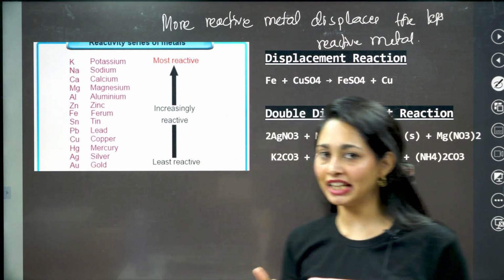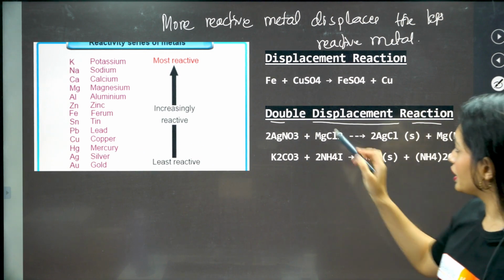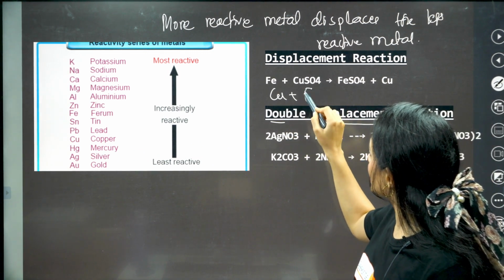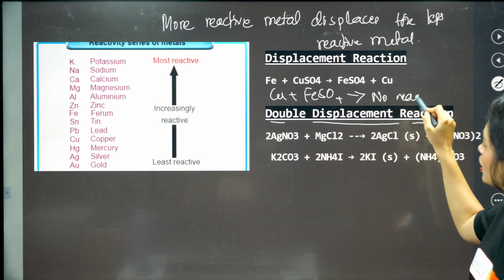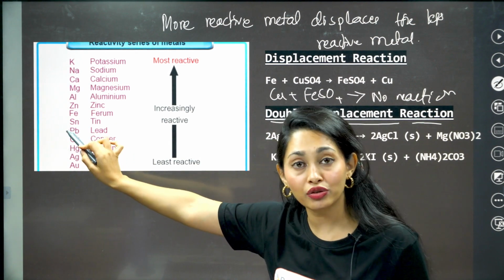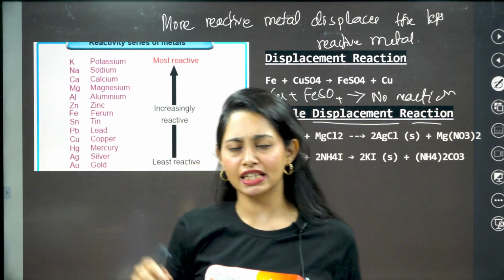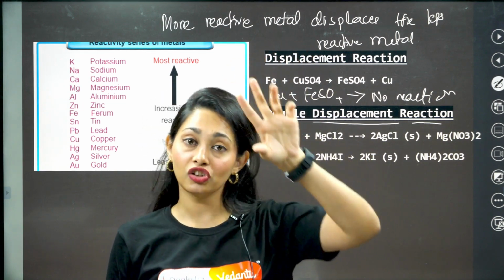Moving on to the double displacement reaction now. So, can copper displace iron from ferrous sulfate? No reaction is going to happen because copper is placed below iron in the reactivity series. You have to remember the reactivity series. This is a very, very important concept. It repeats in the second chapter as well as in the third chapter.